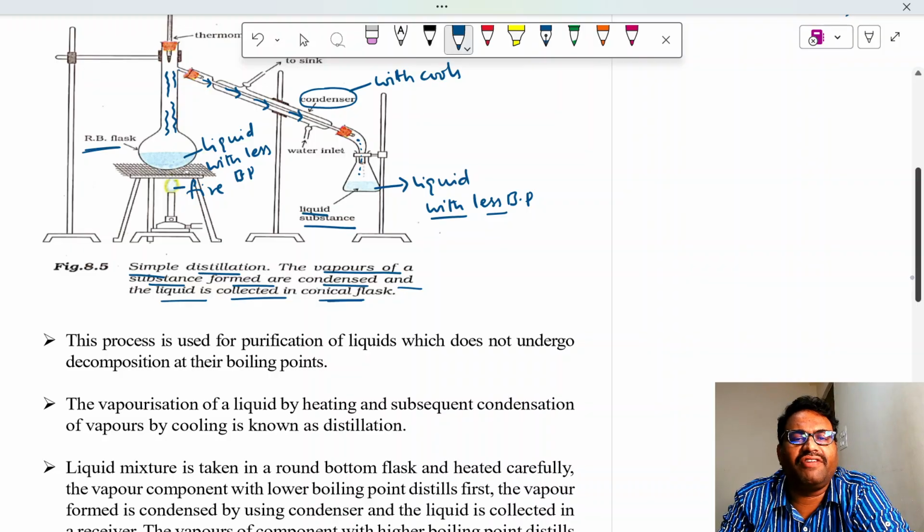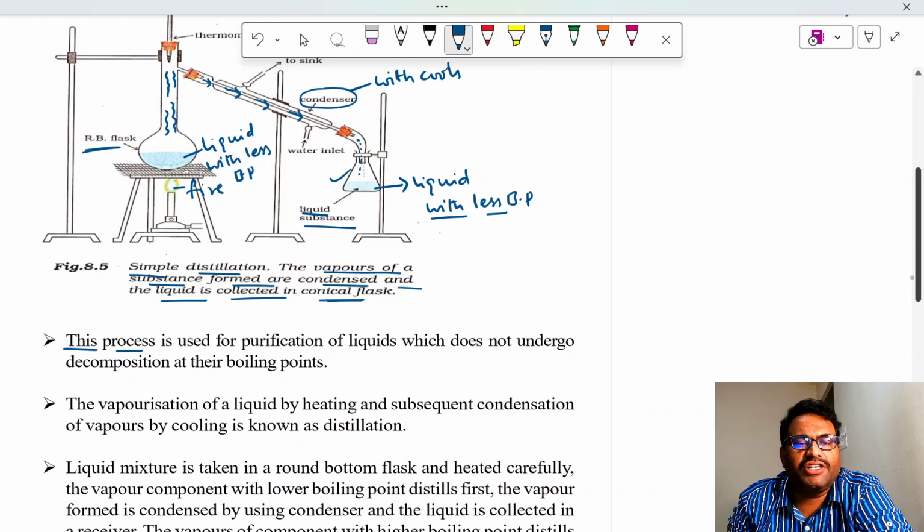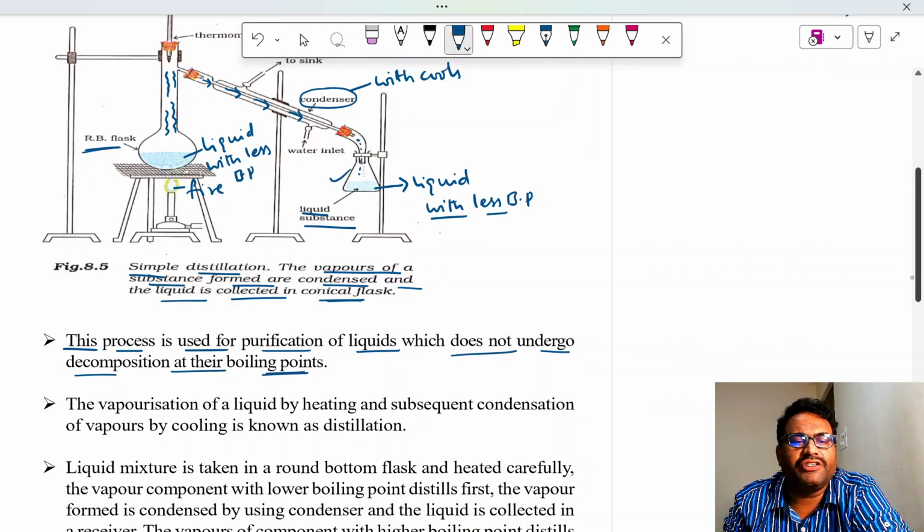So in this conical flask, liquid is collected. Which liquid? The liquid with lesser boiling point. Okay. So this process is used for purification of liquids which do not undergo decomposition at their boiling point. So this point is important. This is an examination point that can be asked in a statement type question.